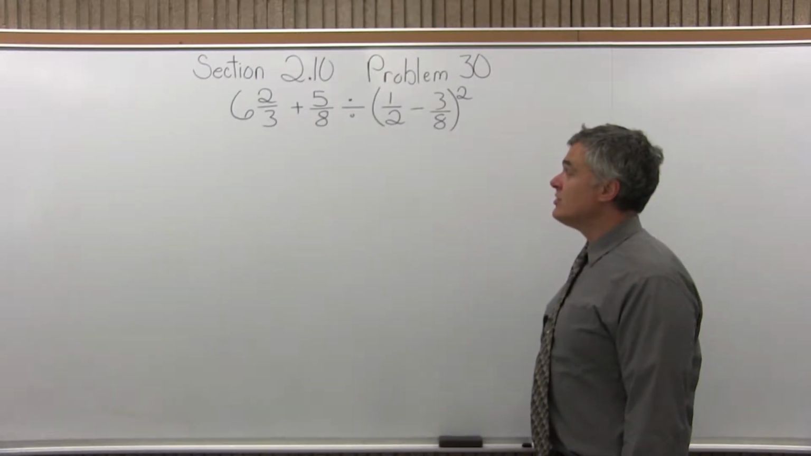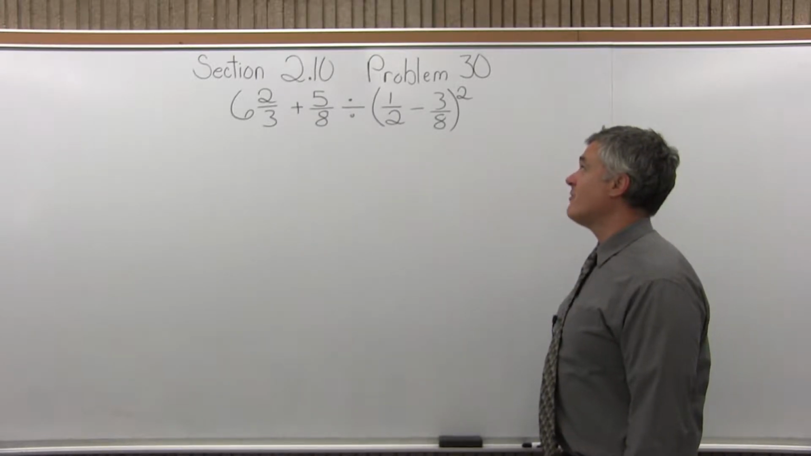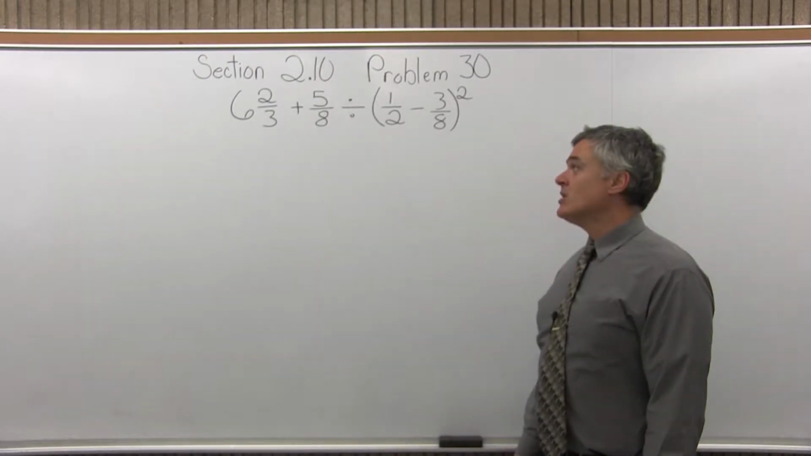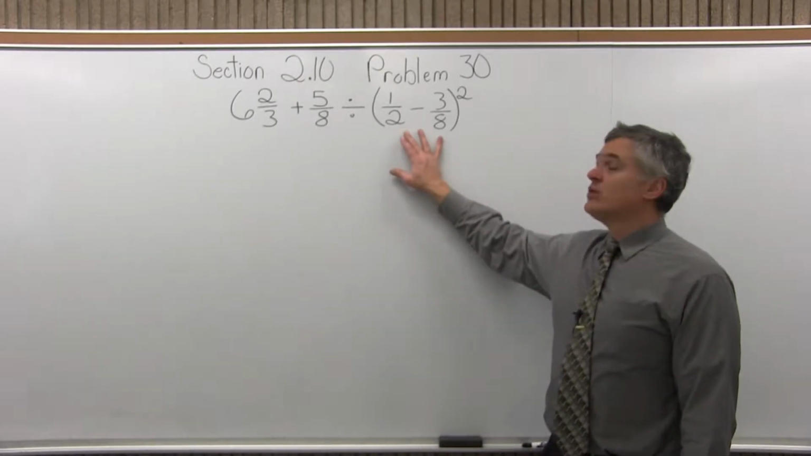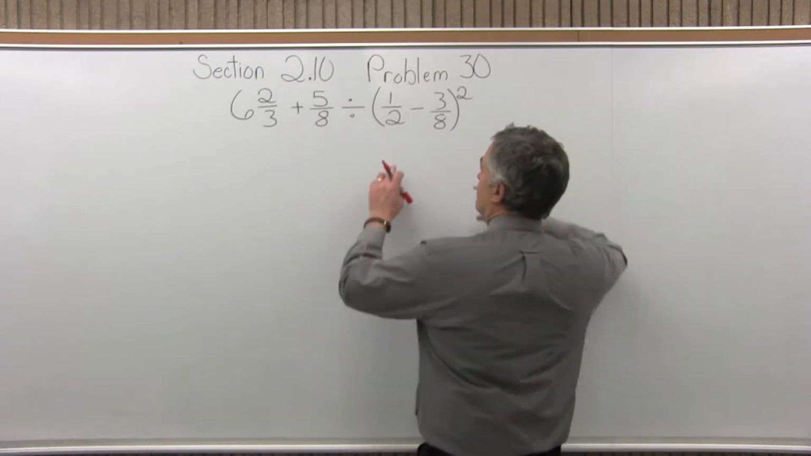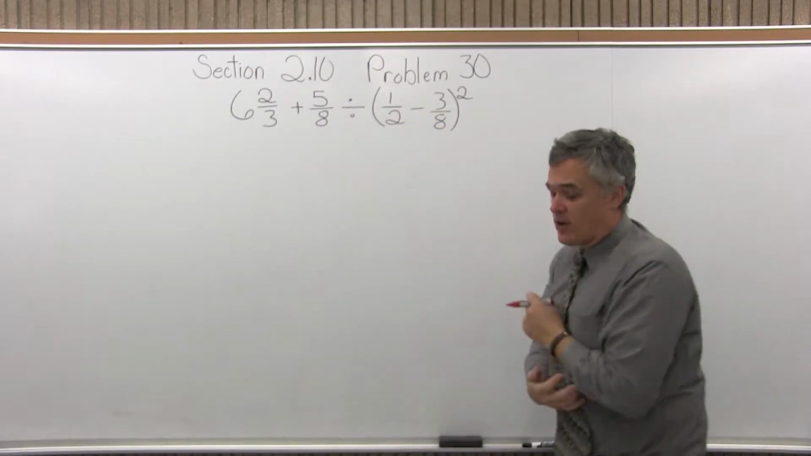We have 6 2/3 plus 5/8 divided by, in parentheses, 1/2 minus 3/8, and the parentheses are raised to the second power. So, any type of problem with parentheses in it, we need to deal with the parentheses first. So let's focus on those. In the parentheses, I have a subtraction, so in order to subtract two fractions, I need to make a common denominator.